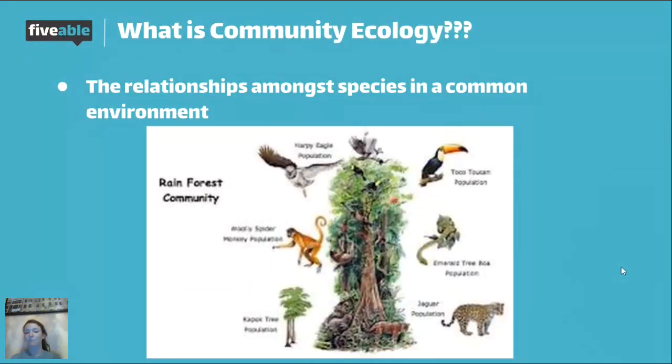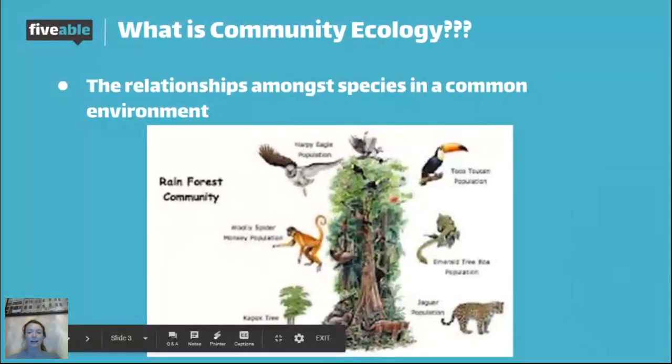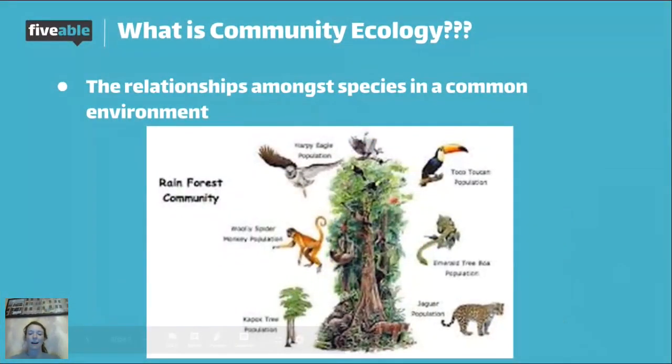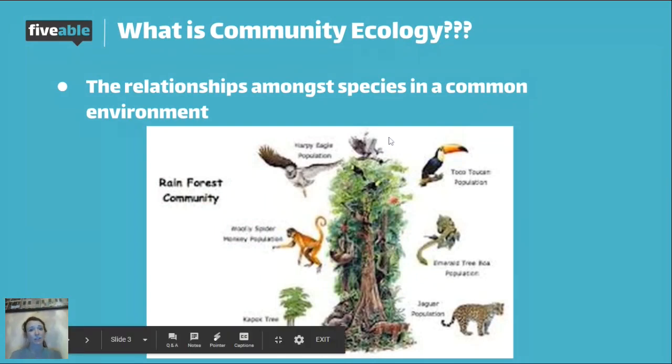So I have this random little example here where we have an eagle, a toucan, a spider monkey, a jaguar, and the tree all coexisting in the same area. So different species, but same general area. And again, that area is kind of up to our own determination.